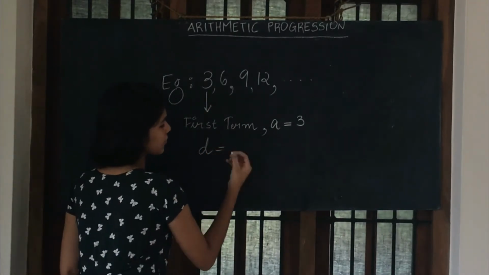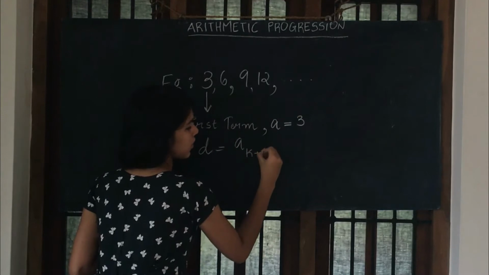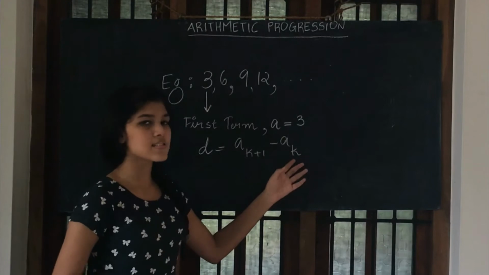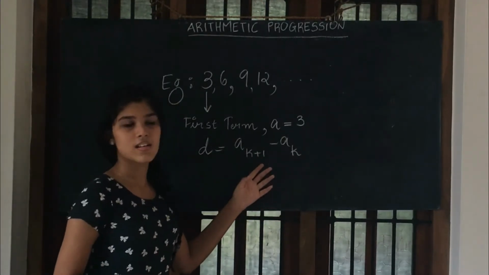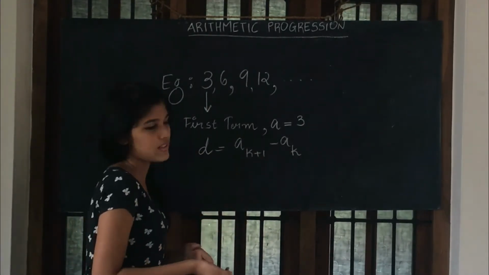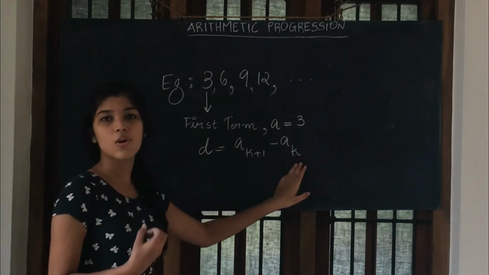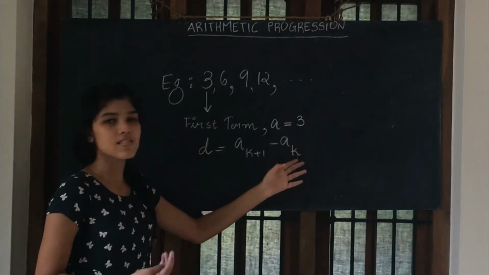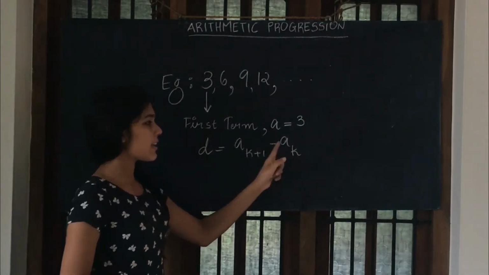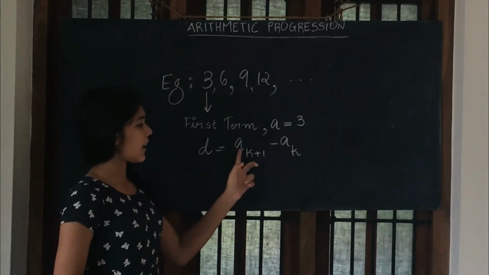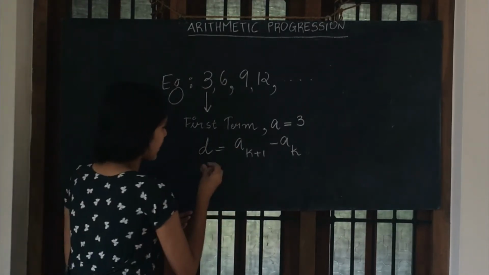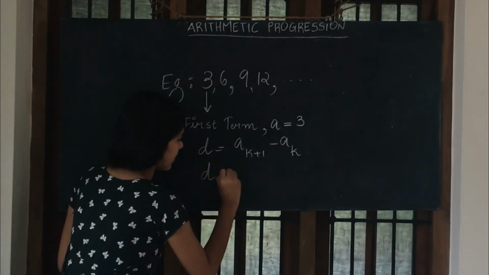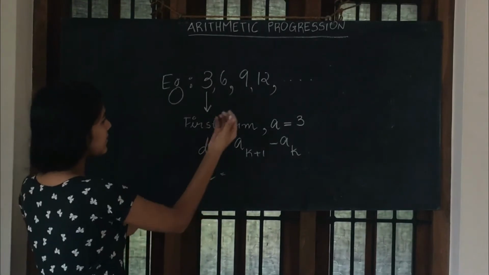We have common difference is equal to A_{k+1} minus A_k. As I have already told, A_k is the kth term and A_{k+1} is the term that lies just after the kth term. If k takes the value of 3, then A_{k+1} will be the fourth term, or if k takes the value of 1, then A_k will be the first term and A_{k+1} will be the second term.